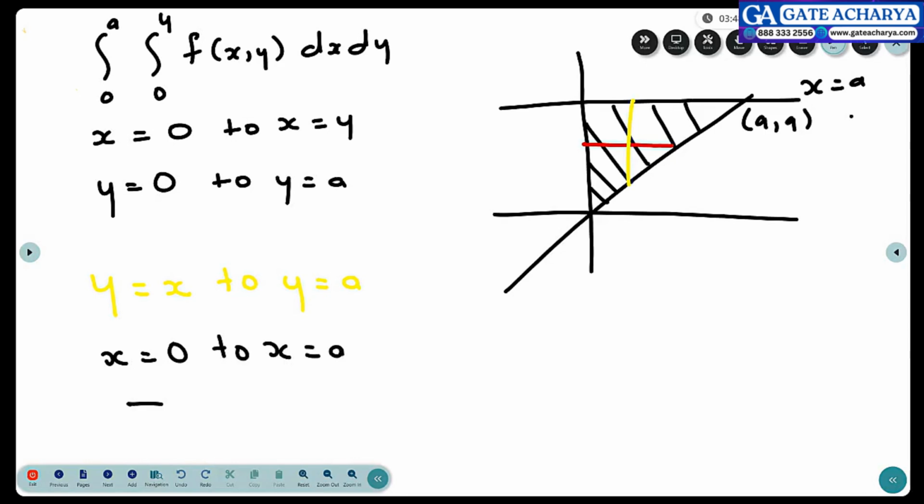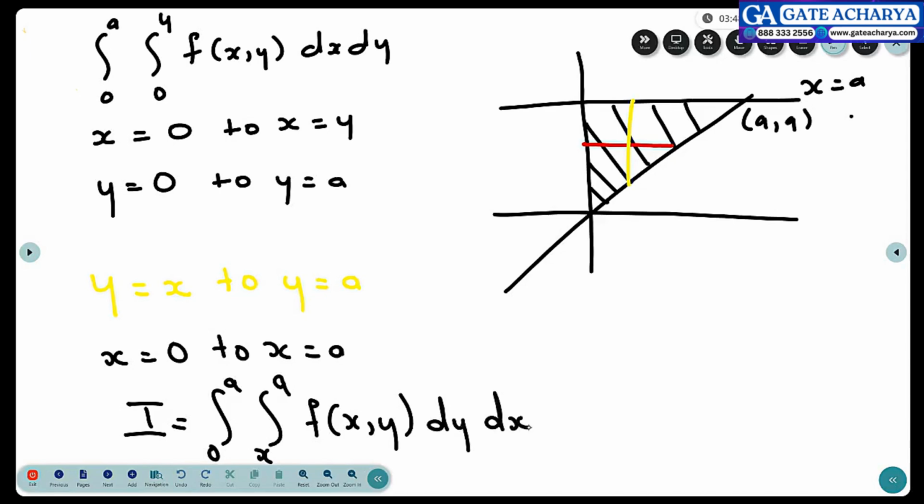Now, what is the double integral going to look like? Write down the outer limit first, 0 to A. What is the inner limit? X to A, right? Next, the function will remain as it is. There is no change in the function. But the way in which dx and dy is written will change. Inner is for y, na? So you have to write dy first, then dx. So see the option which matches this case.